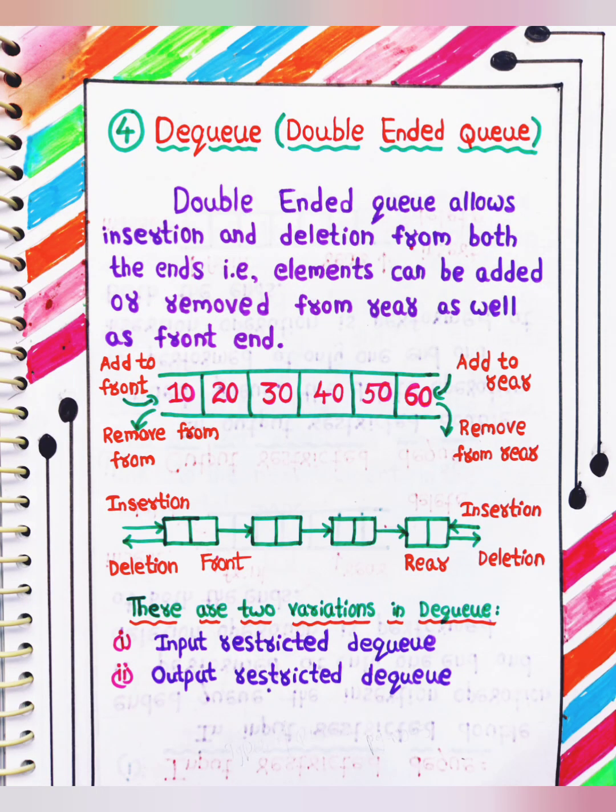Fourth one, DQ, double-ended queue. Double-ended queue allows insertion and deletion from both the ends. That is, elements can be added or removed from rear as well as front end. There are 2 variations in the DQ. First one, input restricted DQ. Second one, output restricted DQ.